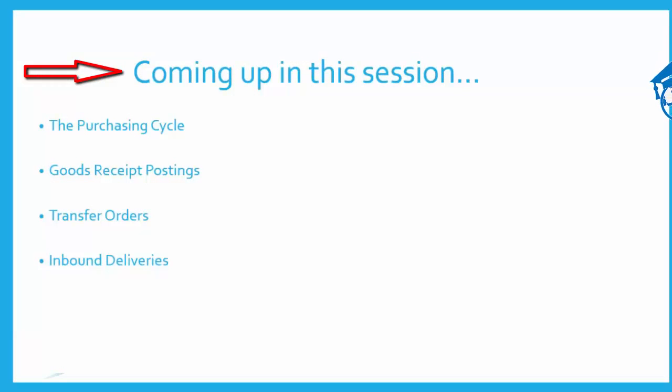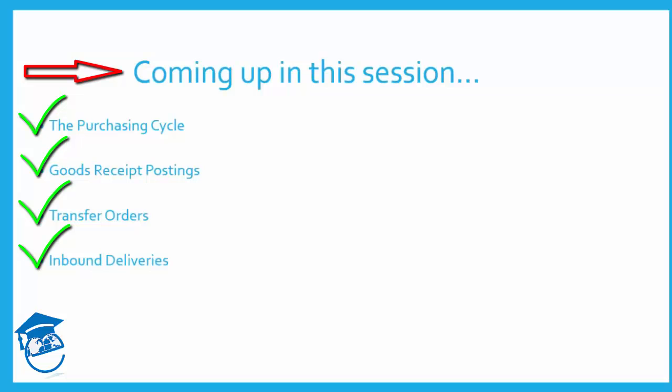As we zero in on goods receipts, I'm going to firstly introduce the purchasing cycle, which consists, of course, of various documents such as the purchase requisition, the request for quotation, the purchase order, etc. We're going to look at all the documents that are involved in the purchasing cycle and the function that they play. Secondly, we're also going to look at goods receipt postings. We're going to look at how exactly they're used in our process and the function that they serve. We'll also look at transfer orders. We'll explain how transfer orders are used, who uses them, and of course the role that they play in the system. And finally, we're going to look at the role that inbound deliveries play in the system.